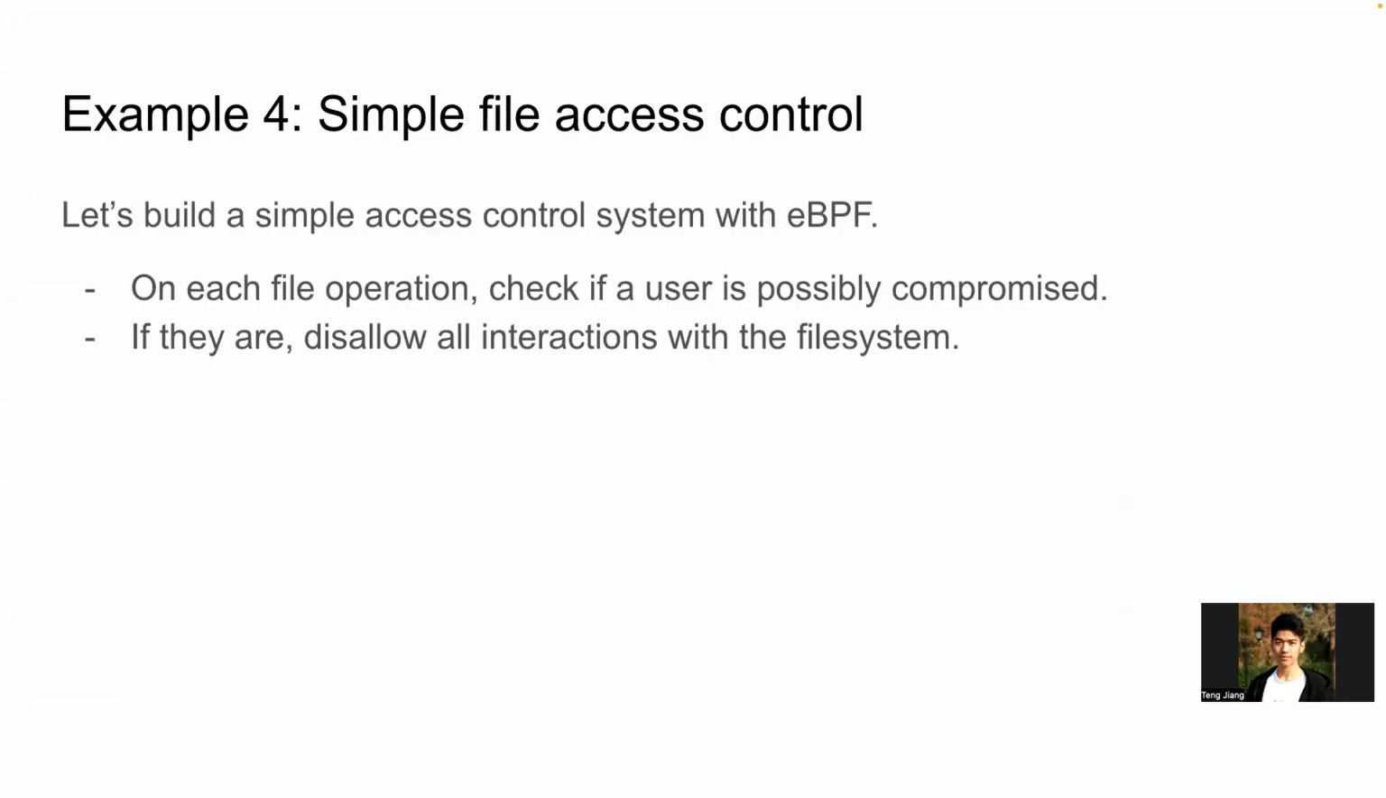This example is very complicated. It's a little hard to use. So I think probably we won't run it. I have a README file. It explains how to run it, how to set up a user and mark it as compromised. Then we will check, using the BPF map.